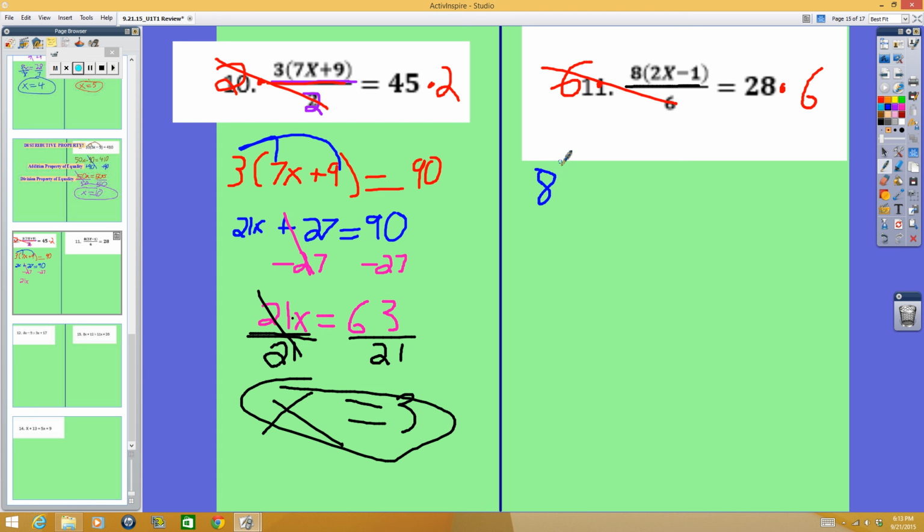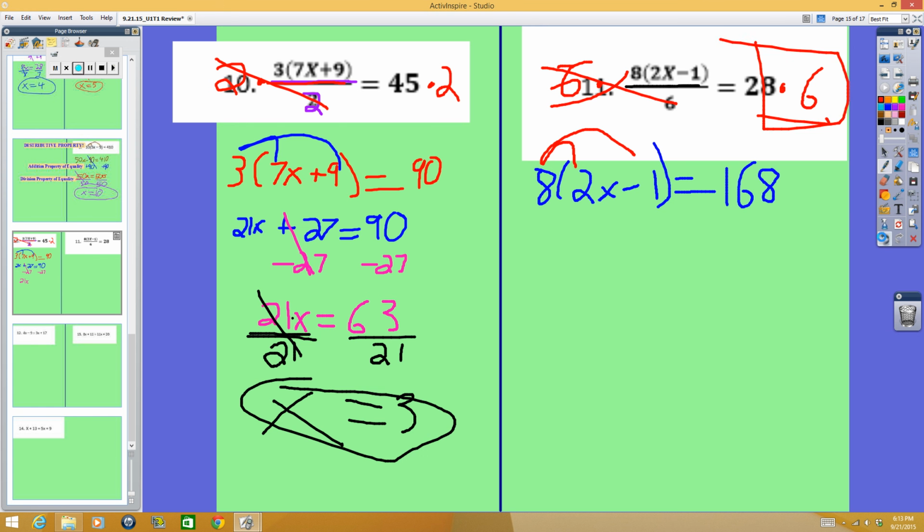Didn't do anything with the top, so I'm going to rewrite that again. Hopefully you're feeling a little more comfortable with this, like it's making sense as you see it over and over. So first, this is the multiplication property of equality, because you multiplied on both sides. And now we're using the distributive property.